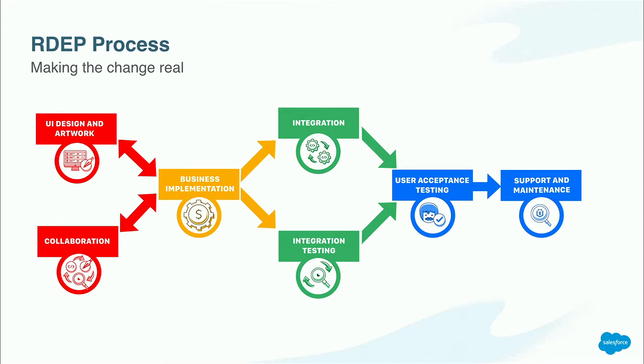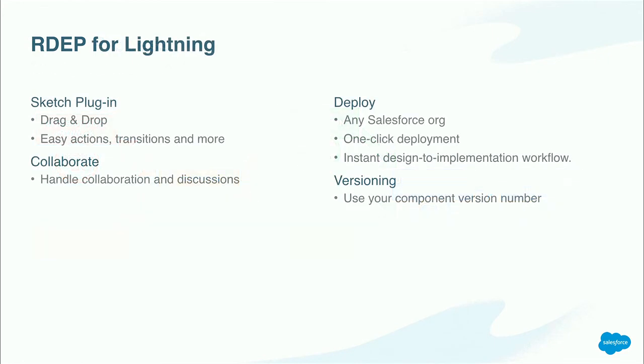We get a lot more focus on collaboration and UI and UX design. That gets us rapidly into integration and integration testing, so that our users can start using our application, and in just a fraction of time, you can publish your product and get on support and maintenance mode. So now, yes, let's go to Lightning. How does this work for Lightning?